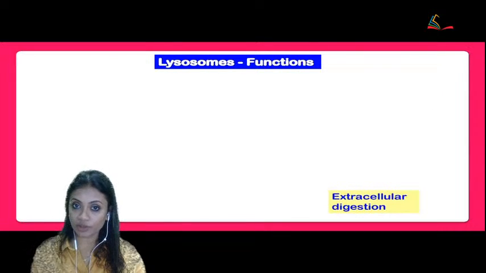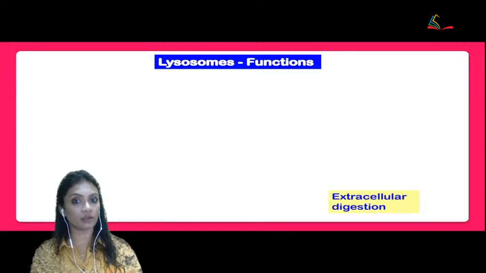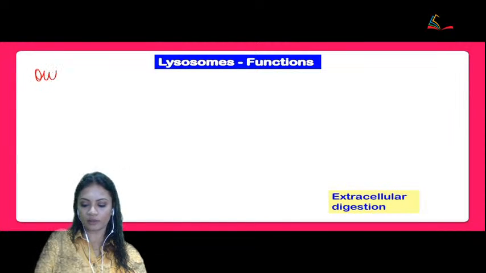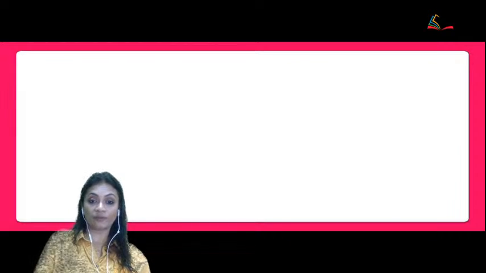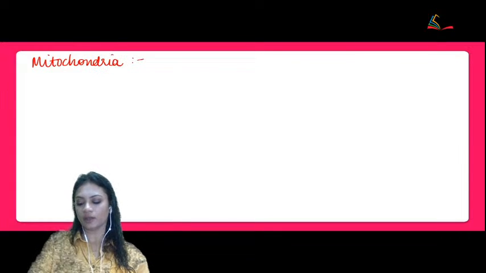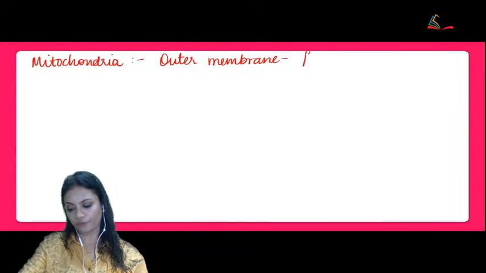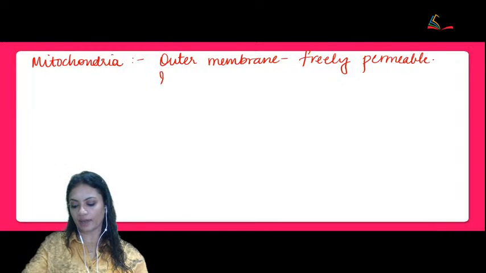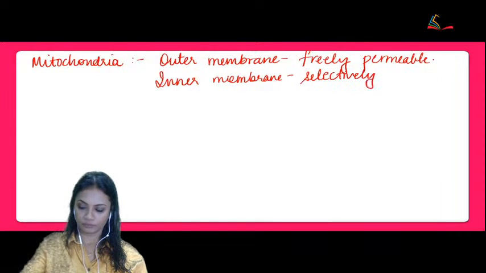mitochondria. Do you remember how many membranes there were in the mitochondria? There were two membranes, an outer membrane and an inner membrane. The outer membrane was freely permeable, and the inner membrane was selectively permeable.